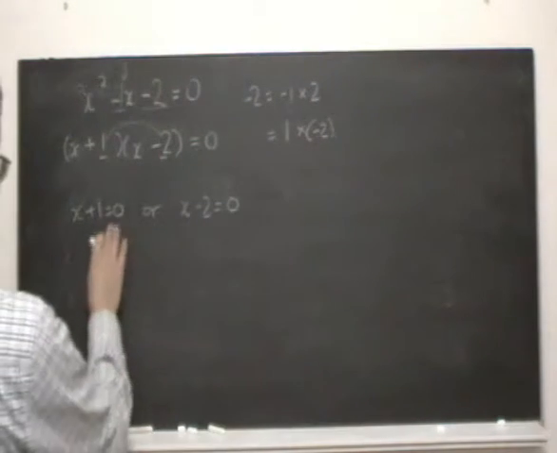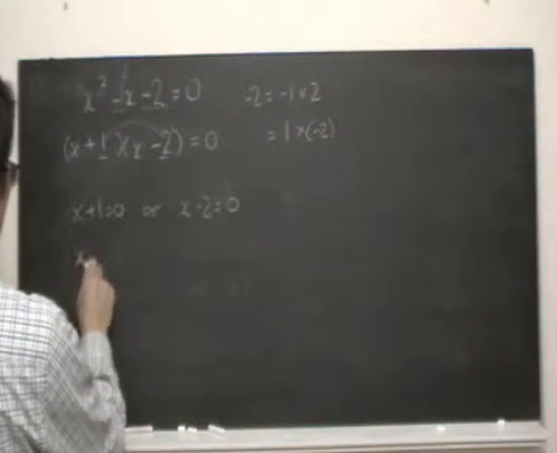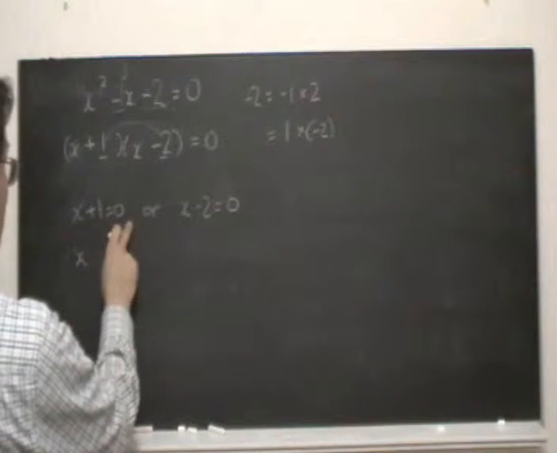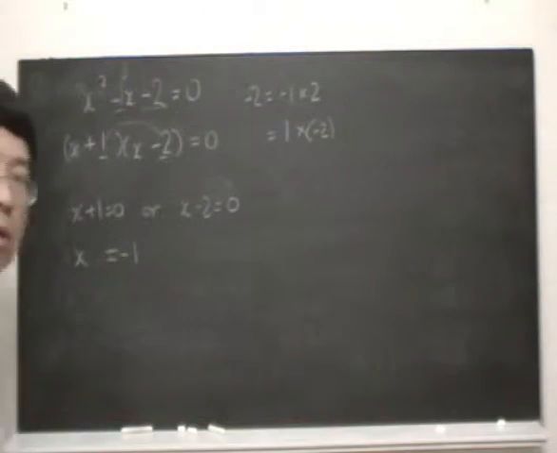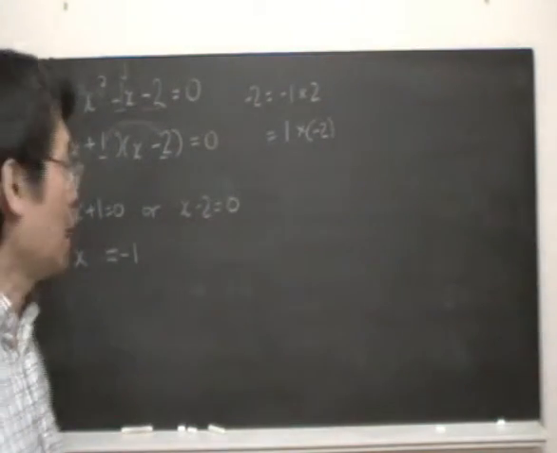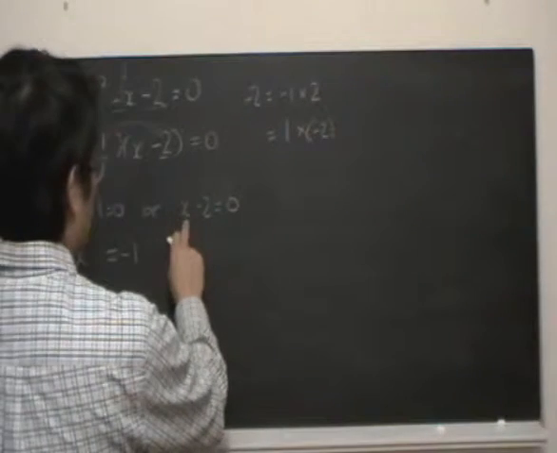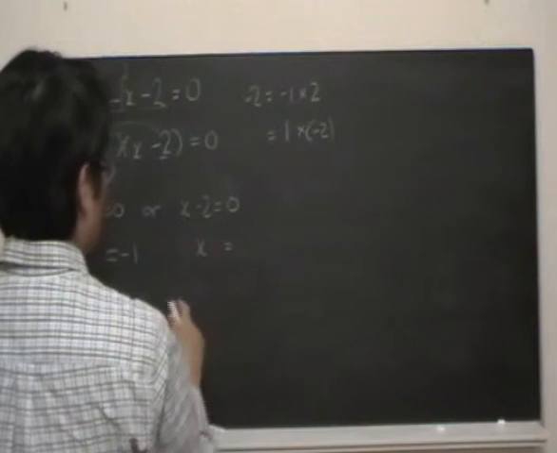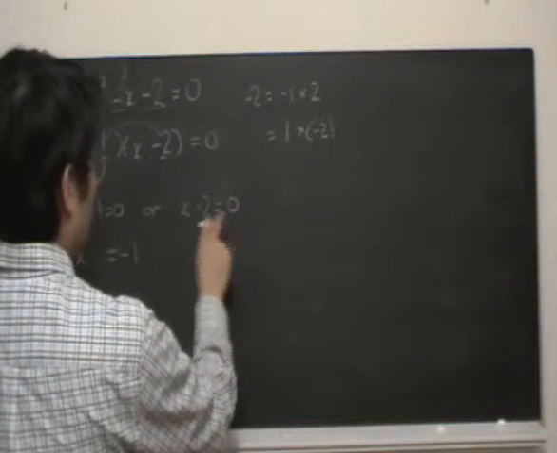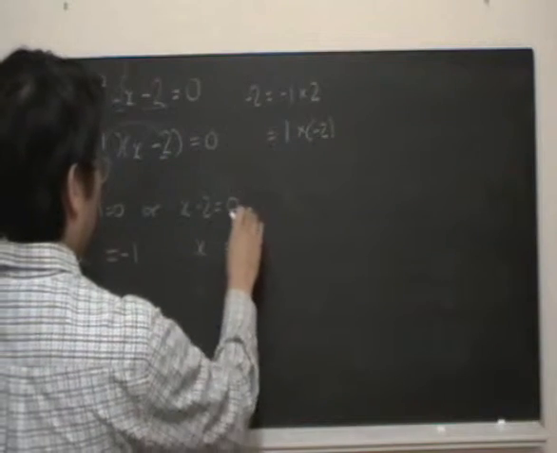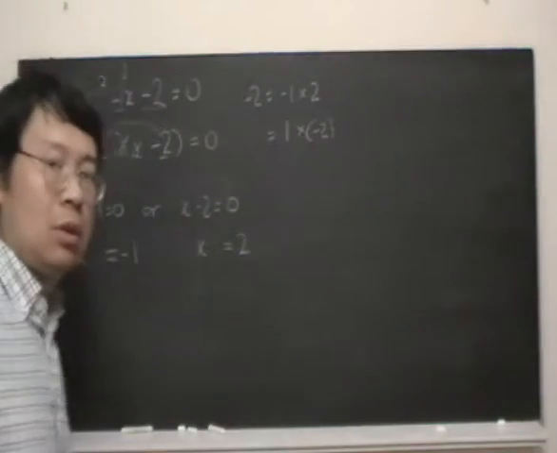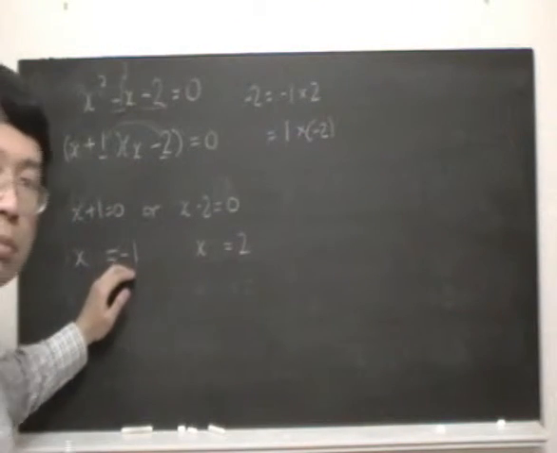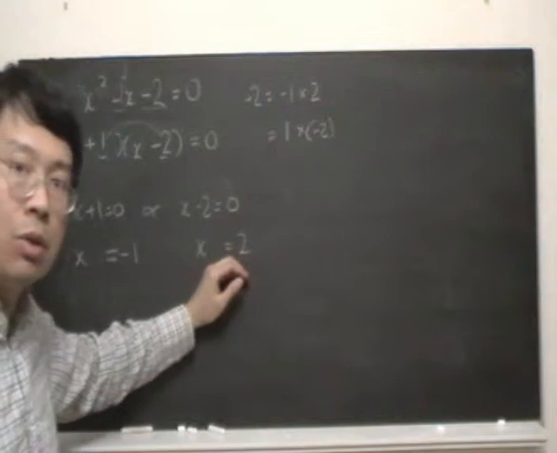So x plus 1 equals to 0. To find x, we must get rid of the 1. We minus 1 from both sides, and that gives x equals minus 1 as one possible answer. Likewise, x minus 2 equals to 0. We add 2 to both sides to get rid of the minus 2 there. So on the right side, we get 2. So the answers for x are minus 1 or 2.